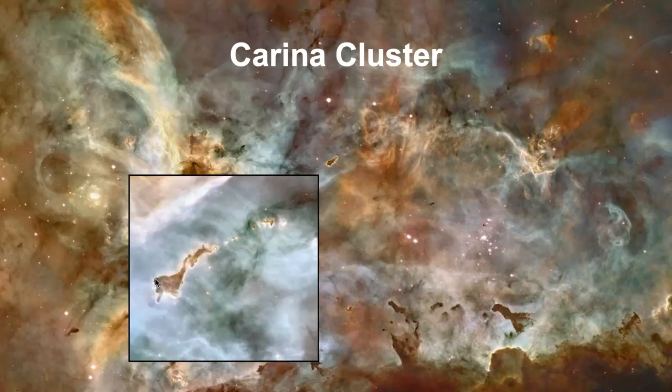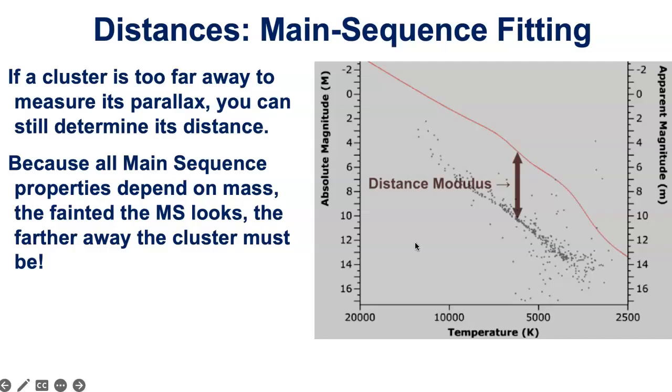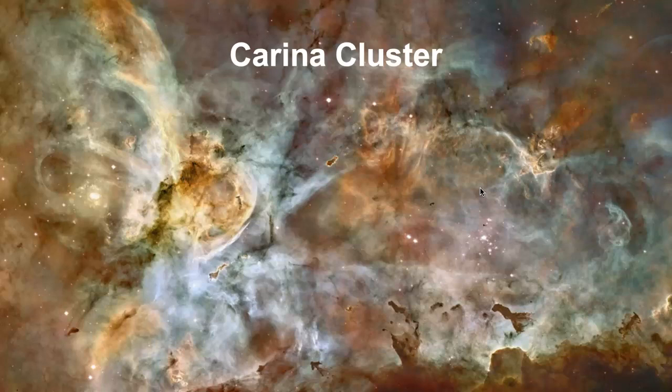Well, let's do what we've been doing a lot lately. Let's make an HR diagram. Let's look at a bunch of these stars in the cluster, measure their luminosity, or figure out their luminosity, which we can do now because we know what the distance is, right? Now that we know the distance to this cluster, we can look at each of these stars and figure out what its luminosity is.